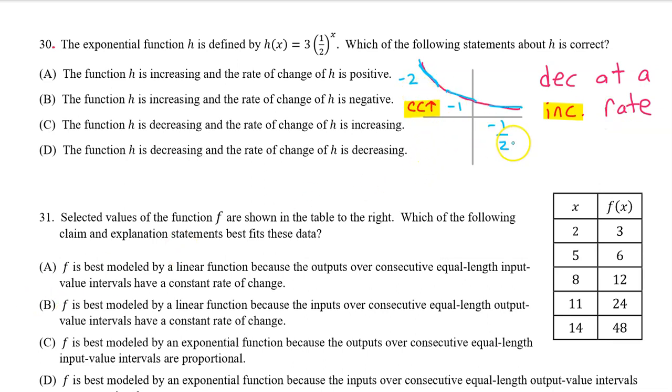Another way to think about it is by estimating slopes. It is steeper at the beginning and less steep at the end. For example, picture a slope of -2, and then a slope of -1, and then a slope of -1/2. These slopes are getting less negative. So therefore, the rate of change is increasing from left to right. Anyway, the answer is C. Function h is decreasing, and the rate of change is increasing.